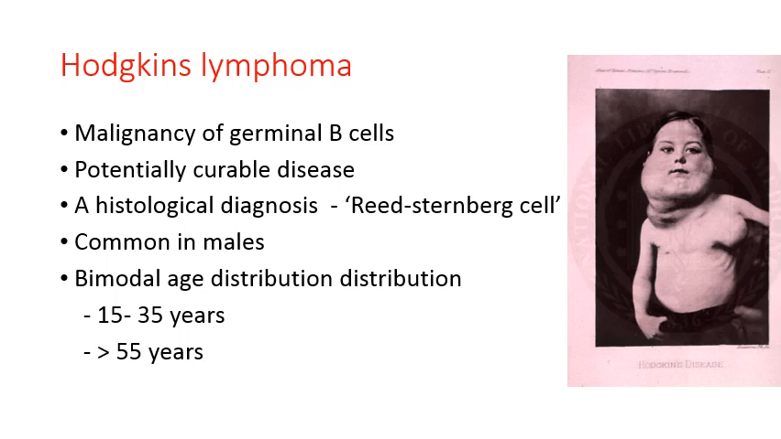And if you can remember your pathology, it is a histological diagnosis which is assisted by some unique clinical features. The histological cell that is required to make the diagnosis of Hodgkin's lymphoma is the Reed-Sternberg cell. It is common in males and it has a bimodal distribution. That is, one group occurs in the younger age group, especially in males, 15 to 30 years, and then there's another group that occurs in the older age group.